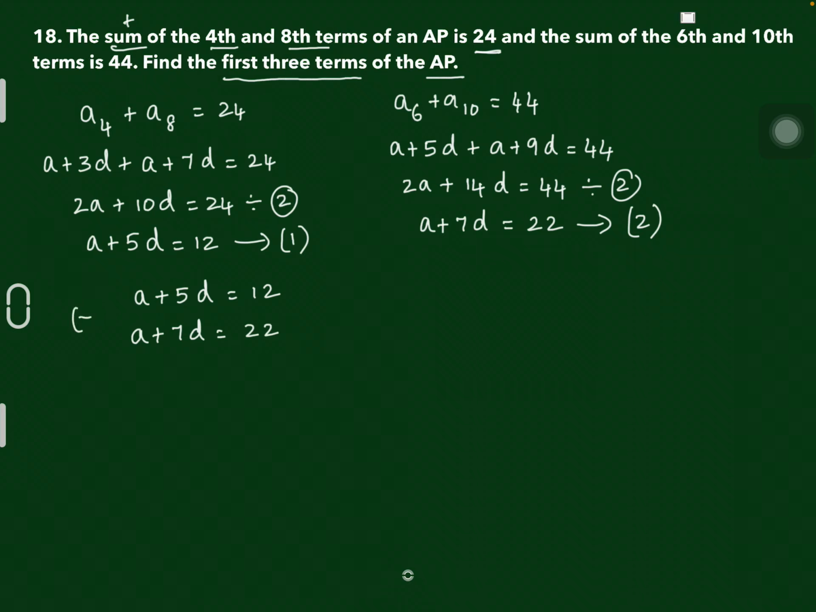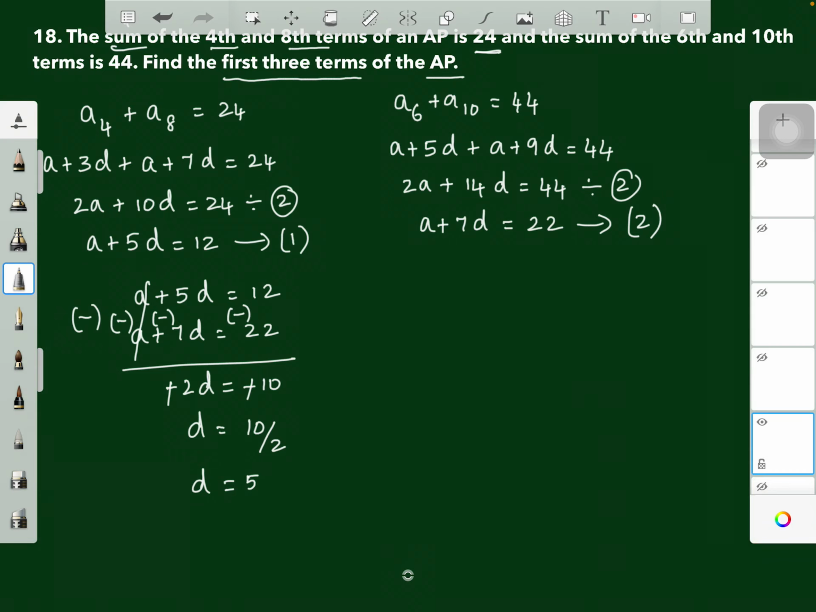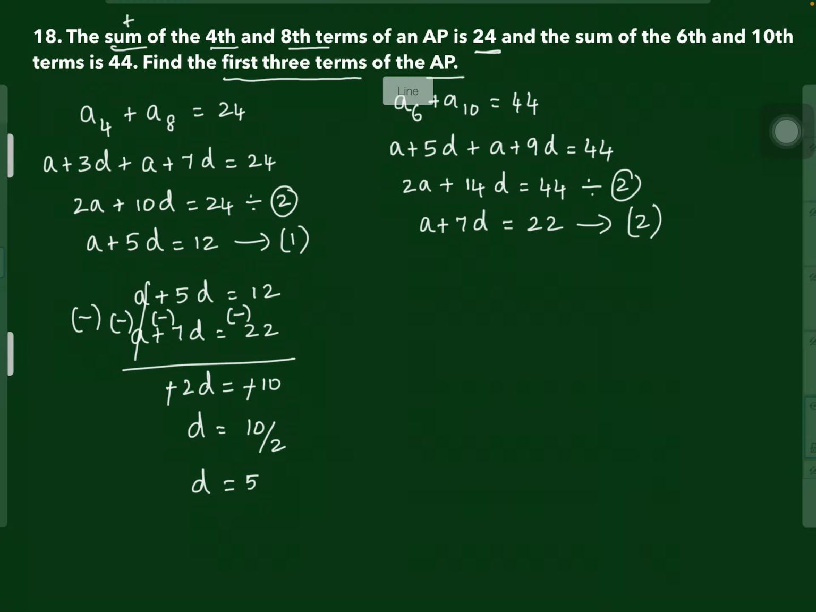So, to eliminate A, I subtract the equations. This becomes minus, this also becomes minus. A and minus A get cancelled. 5D minus 7D is minus 2D. 12 minus 22 is minus 10. Minus minus gets cancelled. So, D is equal to 10 by 2. From this, D is equal to 5. So, I found the common difference D as 5.